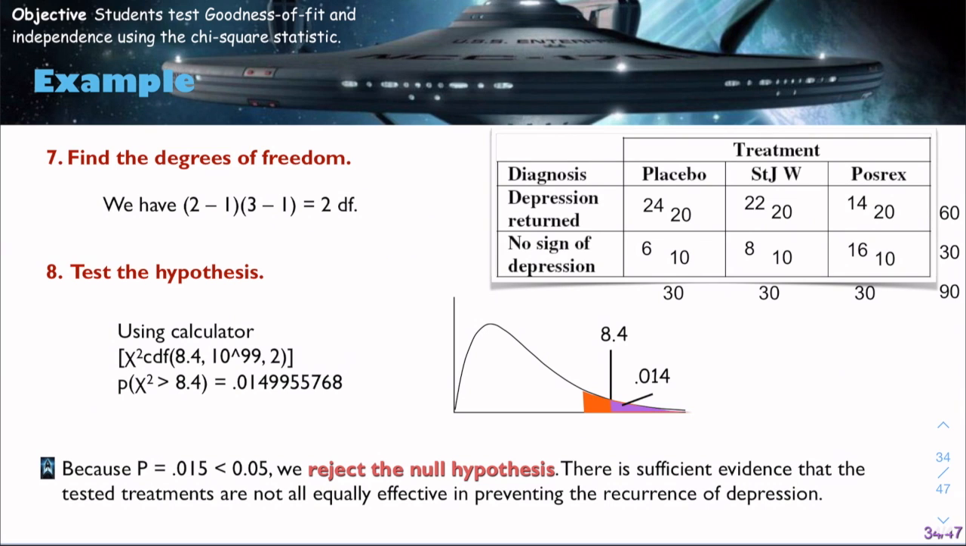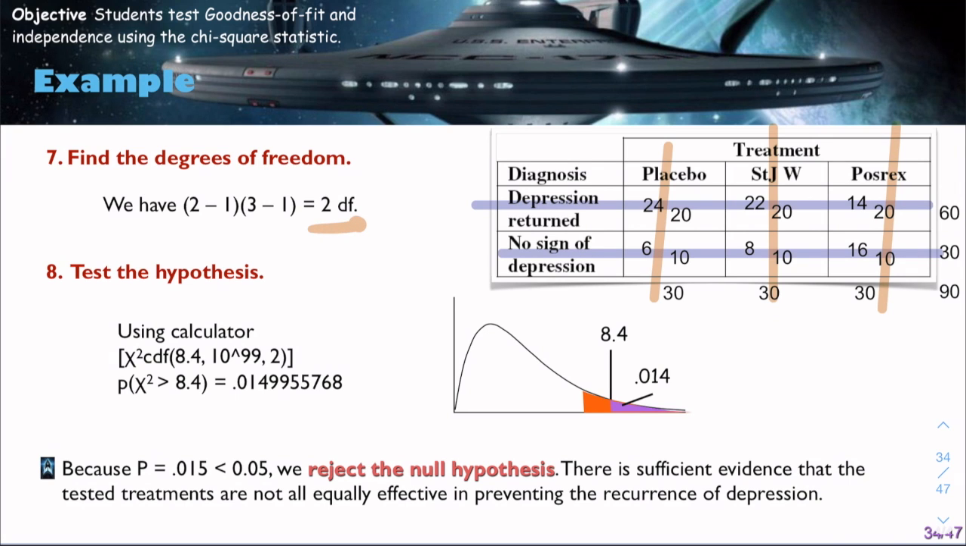Next, we need to find the degrees of freedom. So we have 2 rows, so 2 minus 1, and we have 3 columns. Columns are vertical. So 3 minus 1 is 2. So 2 minus 1 times 3 minus 1 gives us 2 degrees of freedom.